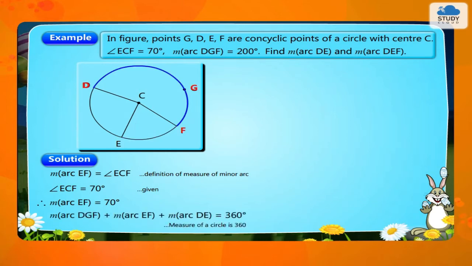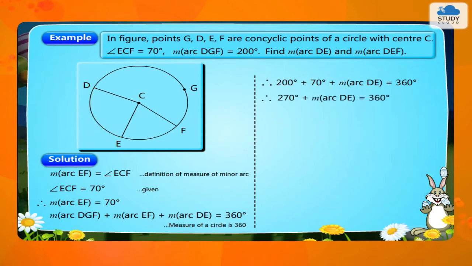Measure of arc DGF plus measure of arc EF plus measure of arc DE is equal to 360 degrees. Therefore, 200 degrees plus 70 degrees plus measure of arc DE is equal to 360 degrees. Therefore, 270 degrees plus measure of arc DE is equal to 360 degrees. Therefore, measure of arc DE is equal to 360 degrees minus 270 degrees. Therefore, measure of arc DE is equal to 90 degrees.